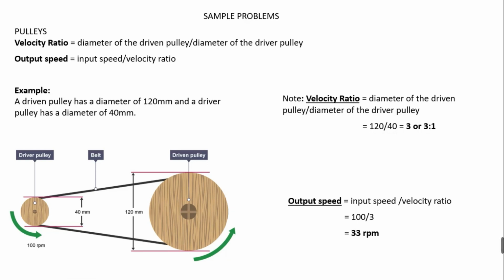We can now solve the output speed. The output speed is equal to the input speed divided by the velocity ratio. We have an input speed of 100 revolutions per minute and our velocity ratio is 3. So 100 over 3 will result in 33 revolutions per minute.